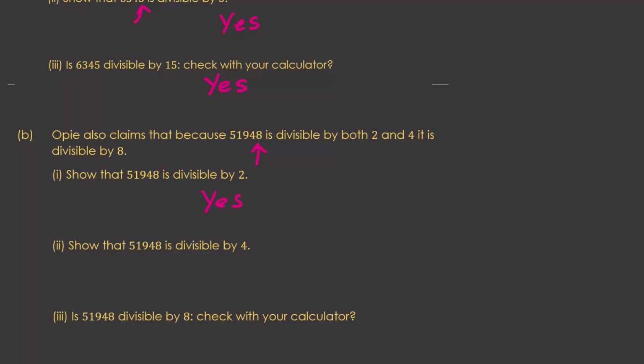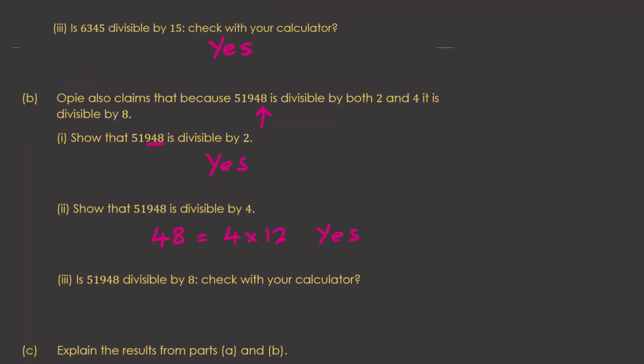Show that it's divisible by 4. Well, 48 is equal to 4 times 12, so it's divisible by 4. Remember, for 4, the rule is the last 2 digits need to be divisible by 4.